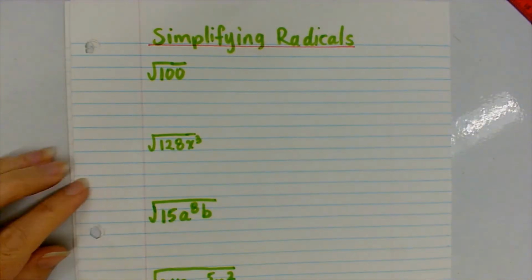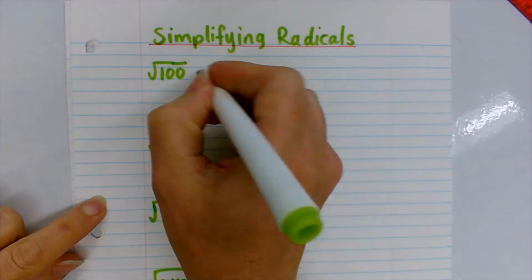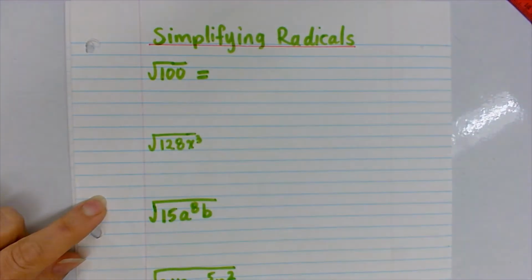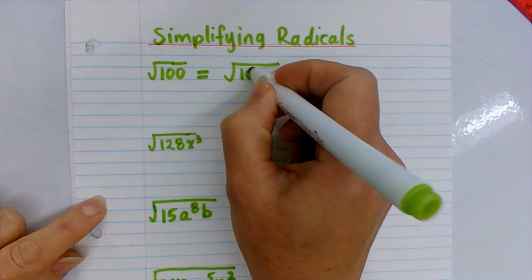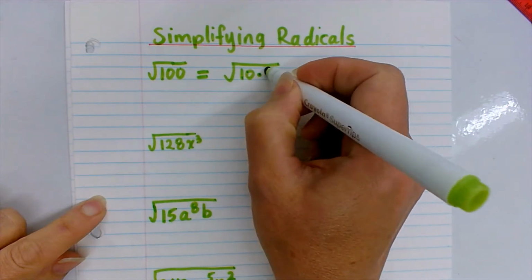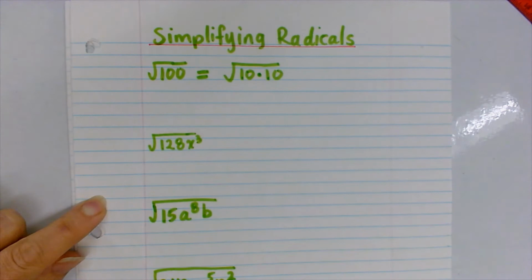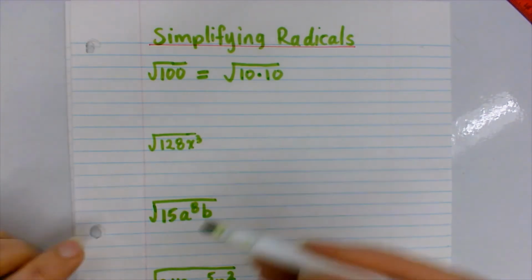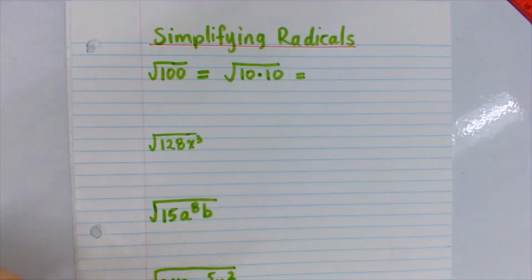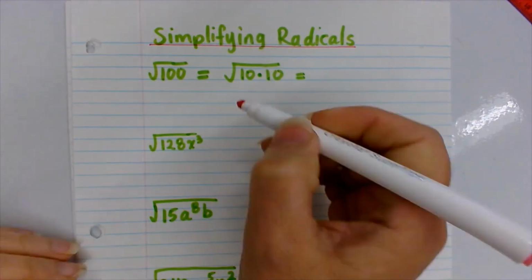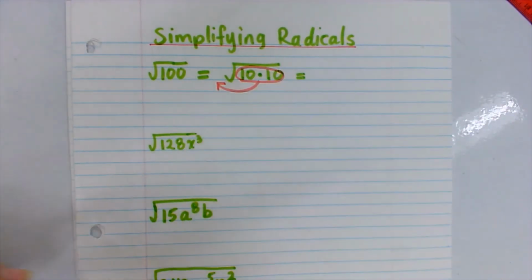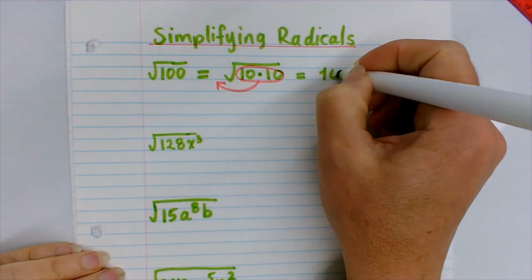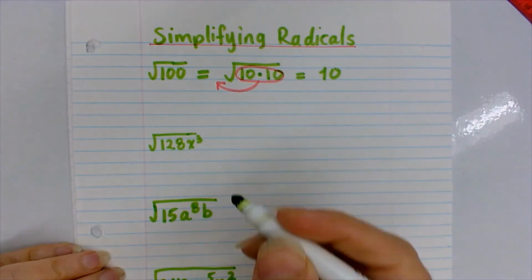In this video, I'm going to be showing you a few different examples of how to simplify radical expressions. The first one is square root of 100. I'm going to break that 100 into 10 times 10. And because I've got 10 times itself, that can be square rooted. The result of square rooting 10 times 10 is that I get 10 outside the radical sign, and I'm left with nothing inside, so it goes away.